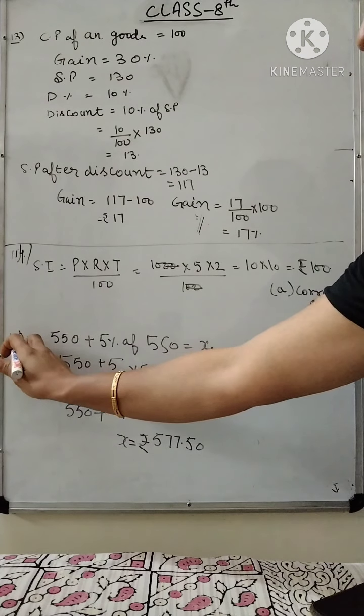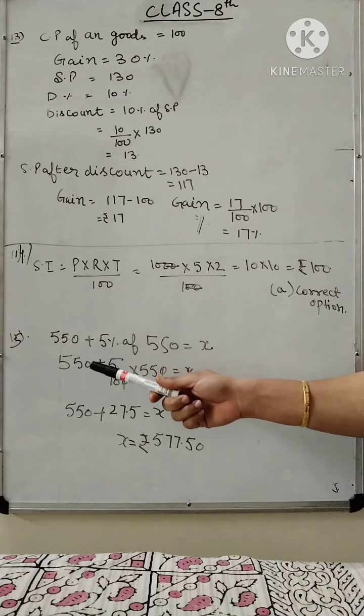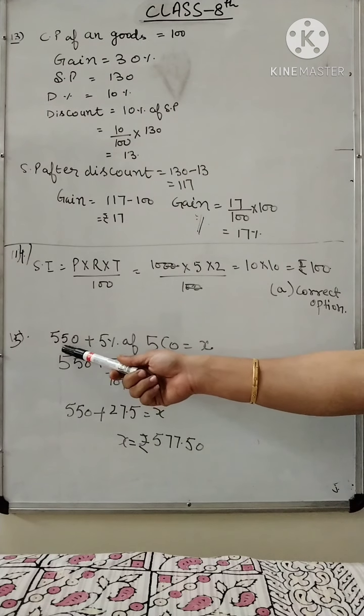Now question number 15. You have to find out the cost price of a cricket bat at a shop was rupees 550 and sales tax charged by the shopkeeper is 5%. You have to tell how much the customer will pay to the shopkeeper. This is a concept for which I have already shared videos and the formula.